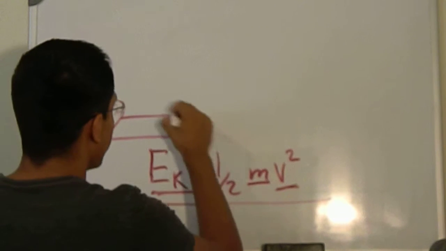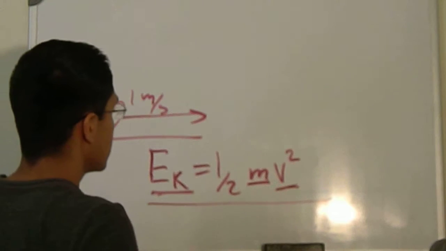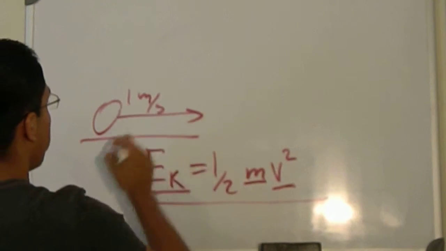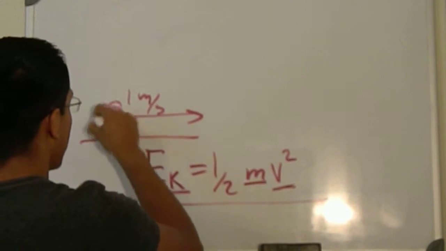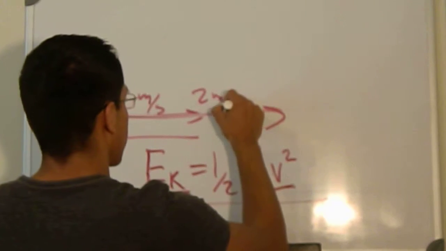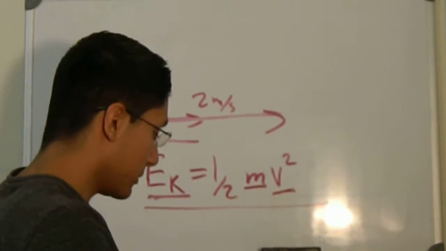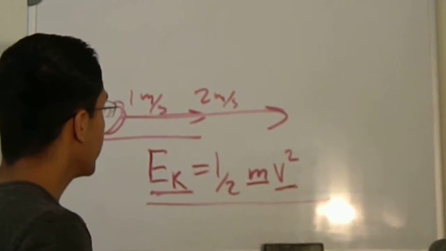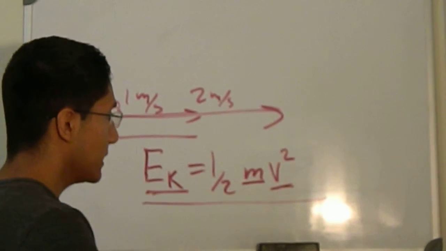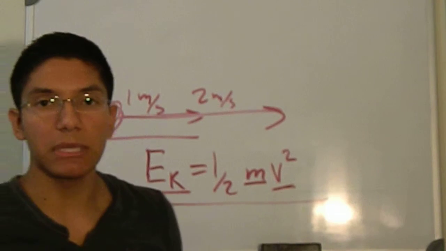If the ball is moving at 1 meter per second, okay, then it will have less energy than a ball on the ground moving 2 meters per second. And that is simple enough. And with this, you can calculate how much energy is needed to move a ball a certain speed.